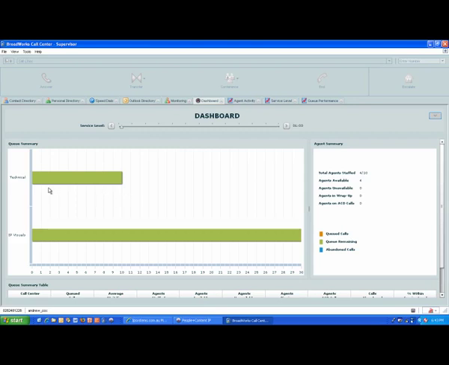But basically what happens is this queue is able to hold up to 10 calls at a time, and as the calls in queue build, we'll see an orange bar build up here, and if people start getting sick of waiting, then we'll start to see a blue bar of abandoned calls build up.